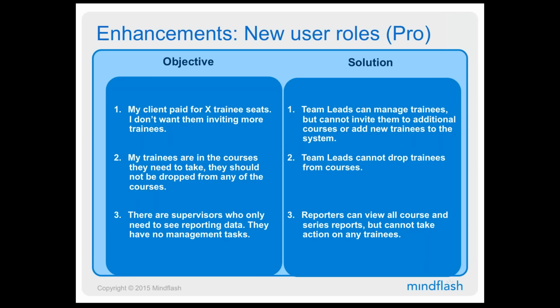They want to make sure that those supervisor-type people can reset and remind the end users, but they don't want those people adding additional trainees to the system because they've sold them a specific number of seats, so they don't want them to just add more people to the system and invite them to courses that they shouldn't have access to.